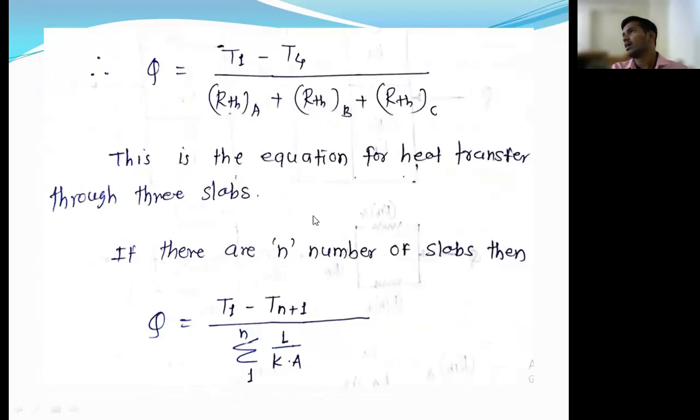Then, this is the equation for heat transfer through 3 slabs. If there are n number of slabs, then what is the equation? Q is equal to T1 minus Tn plus 1 divided by summation, i changes from 1 to n, L by K. So write down this equation. If there are n number of slabs, n number of terms of L by K will come here.